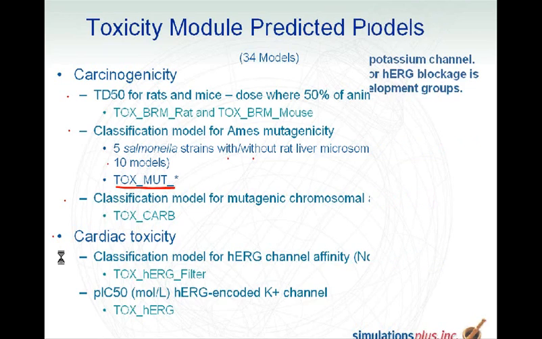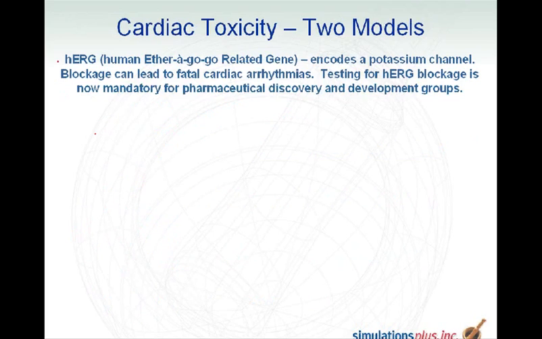So the hERG channel is the human ether-a-go-go related gene. This encodes a potassium channel. If the drug blocks the potassium channel, it can lead to fatal cardiac arrhythmias. And so there are some drug molecules that have been pulled from the market because they inhibited the hERG channel. So testing for hERG blockage is now mandatory in the pharmaceutical industry.